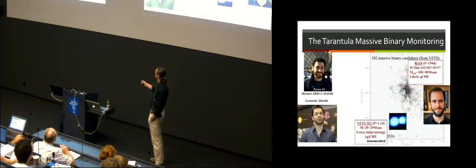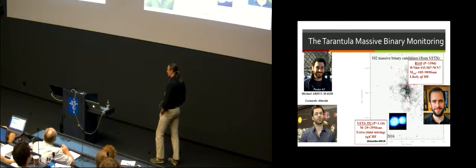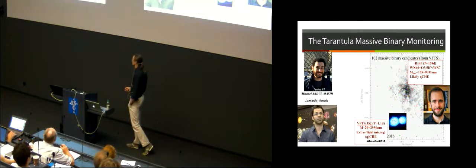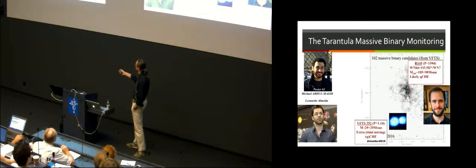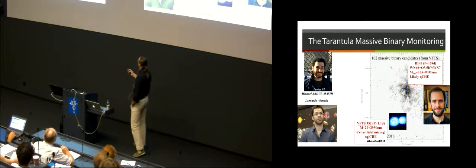We have VFTS 352, which is one of the most massive overcontact binaries, and we have evidence of chemically homogeneous evolution in there. So there's a poster by Michael Abdul-Masih, which is poster number 1, so that's easy to remember. So you can go and talk to Michael about it.